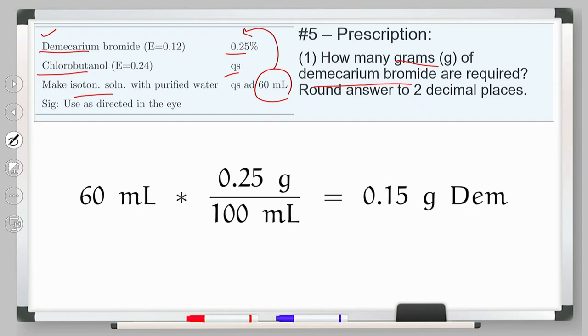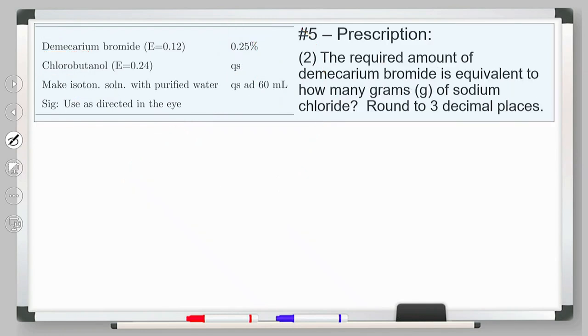60 milliliters of solution. Take the concentration therapeutically that we want, which is 0.25 grams of the drug for every 100 mils. I multiply that over, and I know that when I make this, I'm going to have to use 0.15 grams of the dimercurium bromide. Everyone okay with that? It's a little different than what we did in the previous thing, but now I know for my active ingredient, I know its weight in grams.